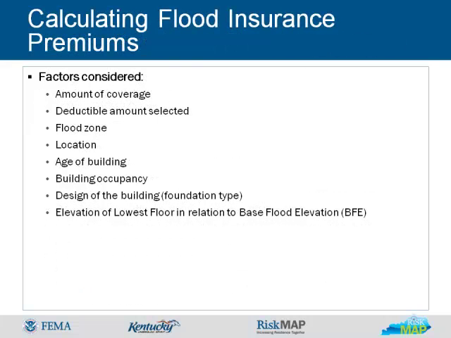Factors that will be considered when calculating flood insurance premiums include the amount of coverage, the deductible amount selected, flood zone, location, age of building, building occupancy, and design of the building such as its foundation type. For buildings built in special flood hazard areas after the community entered the National Flood Insurance Program, known as post-FIRM, the elevation of the building in relation to the base flood elevation is also a consideration for calculating the premium.